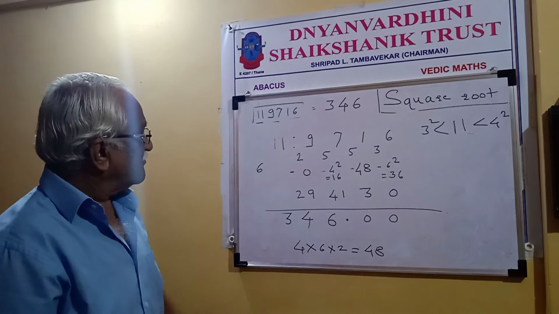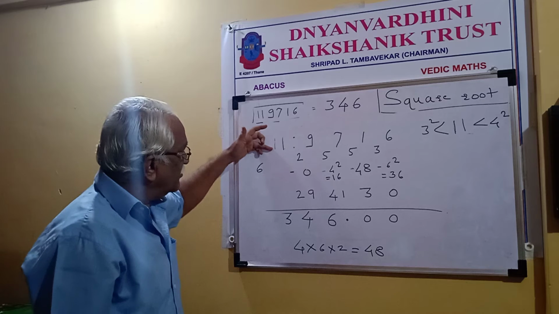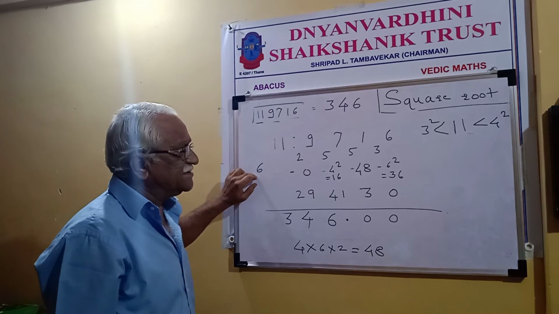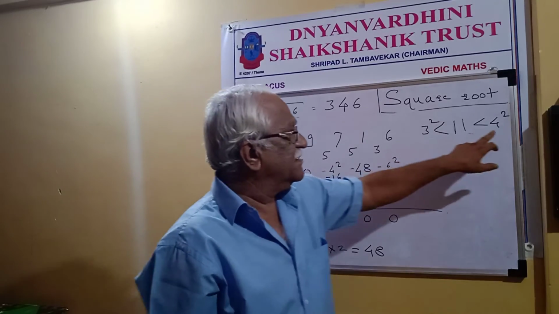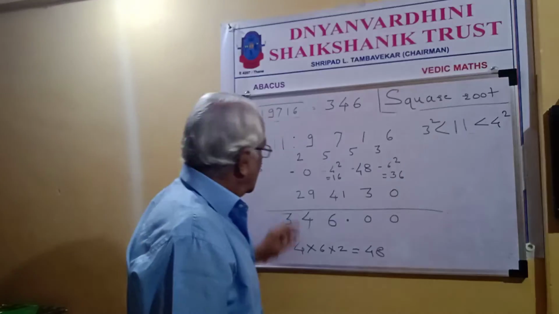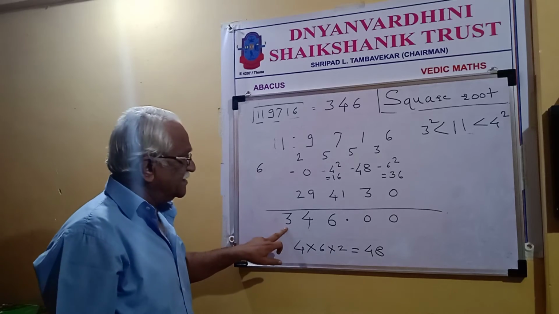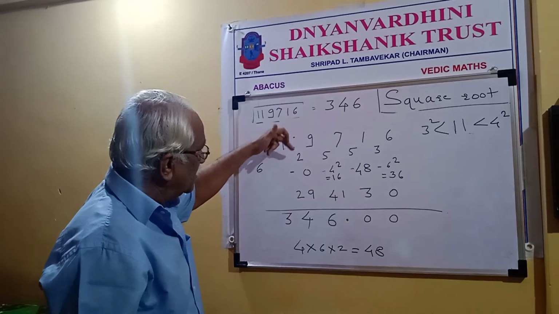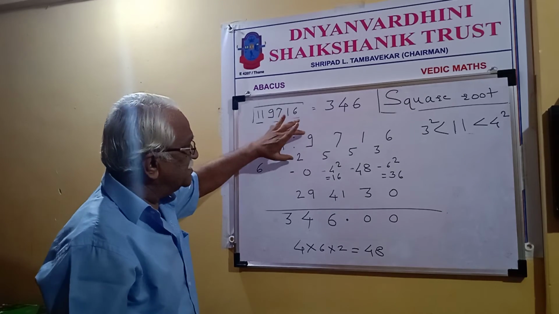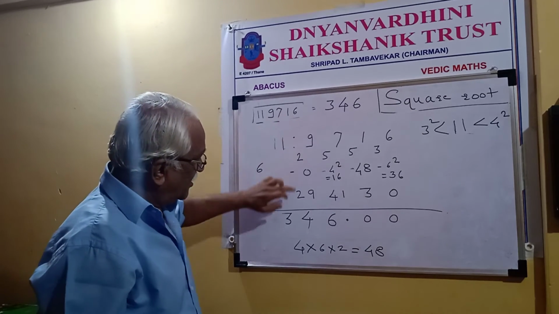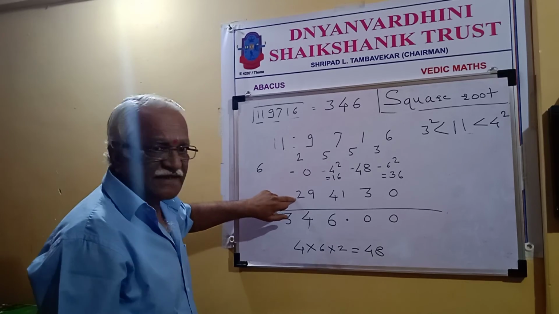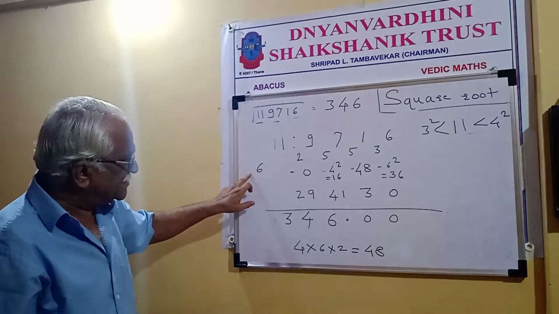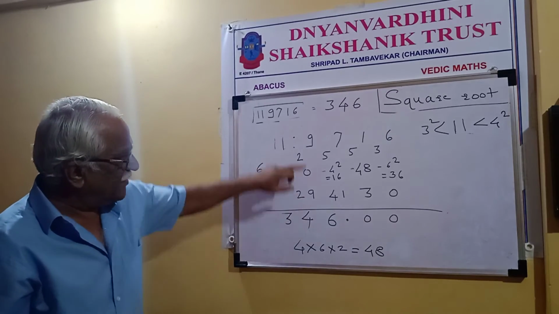Just see again. We have put the figures like this. Then we have brought 6, that is, 11 is between 3 and 4 squares. We have doubled the 3, we have written it here. So the basic procedure we have completed. Now for the first calculation, we are not deducting anything from this gross dividend, so the gross dividend becomes the net dividend here. So we are dividing 29 by 6, it comes to be 4, remainder comes to be 5.